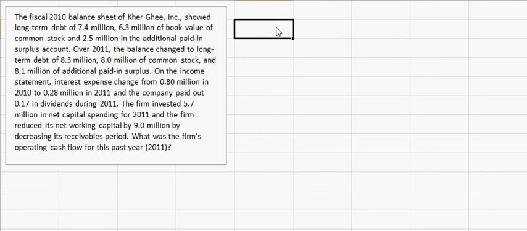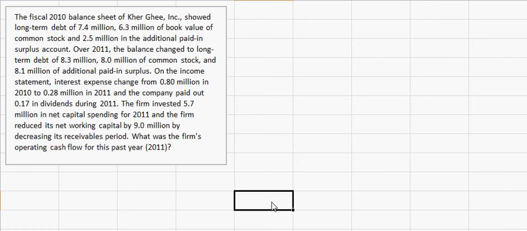So the key thing, the goal we're trying to find here, is the operating cash flow from this past year. There are several places that cash can come from. It can come from operations, from reducing capital spending, from reducing net working capital, from getting cash from the stockholders or paying a smaller dividend, and from raising more debt or paying less interest. We're going to exploit the relationships between all of these to find the answer to this question.